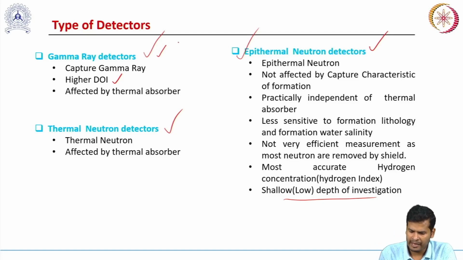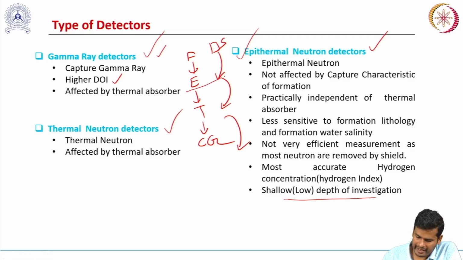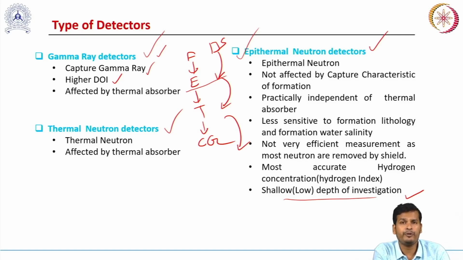So conversion is happening in this way. Fast neutrons are converted to epithermal neutrons, then they are converted to thermal neutrons, and then they are converted to capture gamma rays. So obviously, if the source is here, first epithermal neutrons will be formed, then thermal neutrons will get captured, and a capture gamma ray will be emitted. Epithermal neutrons will be emitted near the source. That's why they will travel less distance inside the formation, and thus the depth of investigation will be low. Whereas the capture gamma ray will be emitted farther from the source, so it will spend more time and travel more distance inside the formation. That's why the depth of investigation of the gamma ray detectors will be high.